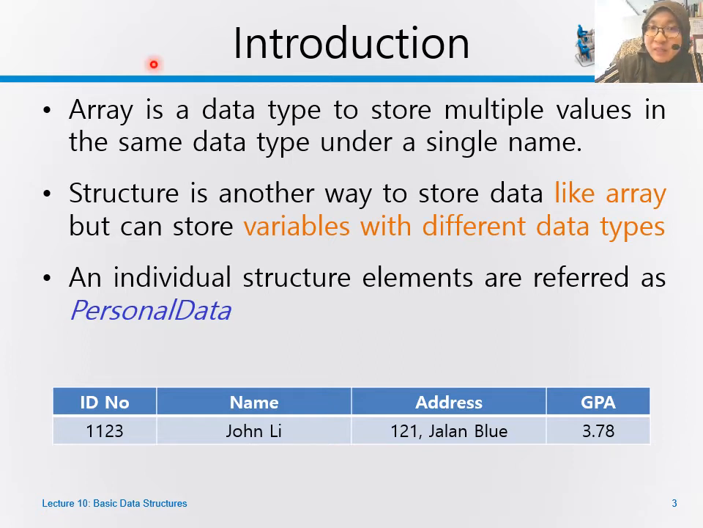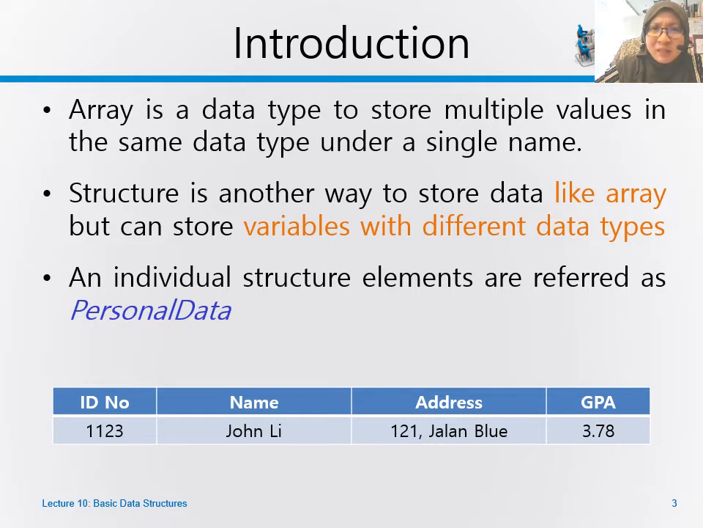An array is a data type to store multiple values of the same data type under a single name. You have studied that in the array topic. And structure is another way to store data like an array, but it can store variables with different data types. Which means you have data inside the variables with different data types. A structure is a group of variables of different data types, represented by a single name.